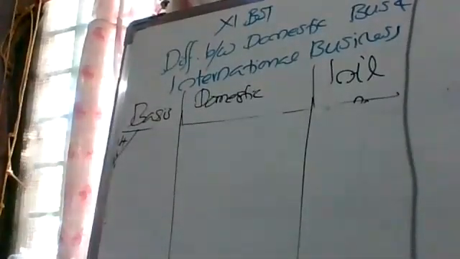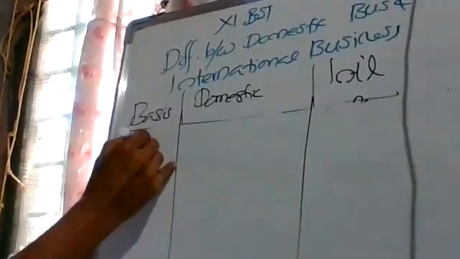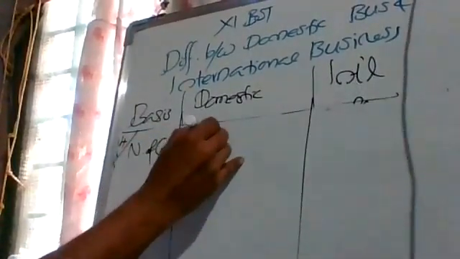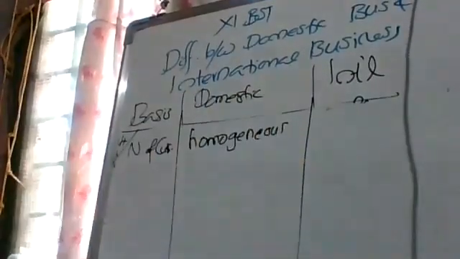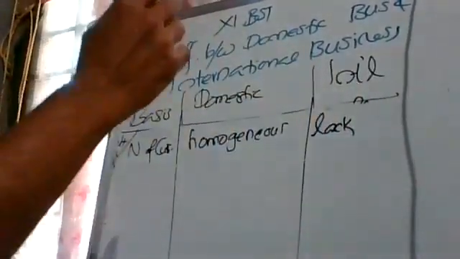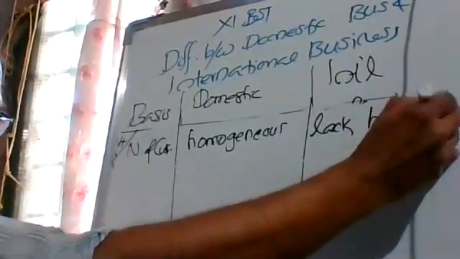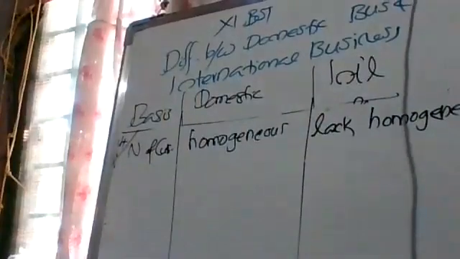Fourth point. Copy the basis from the textbook: nature of customers. Homogeneous, because of the same nationality. Here, lack of homogeneity. Check the spelling in your textbook, homogeneity. Because they are not from the same nationality.